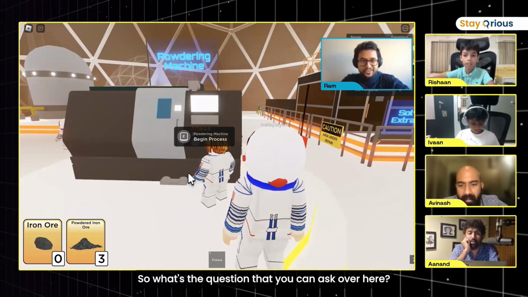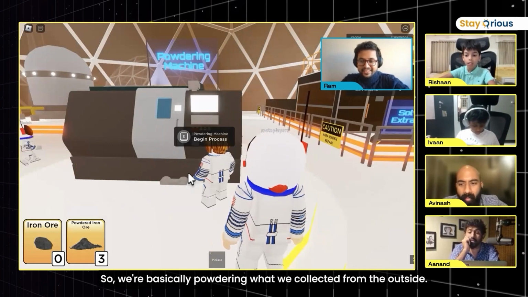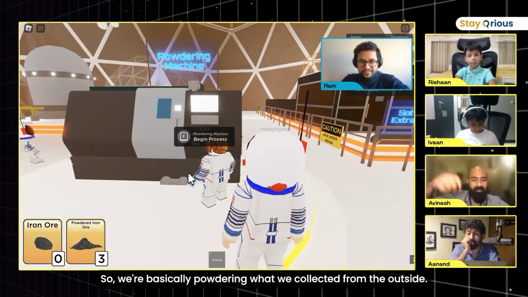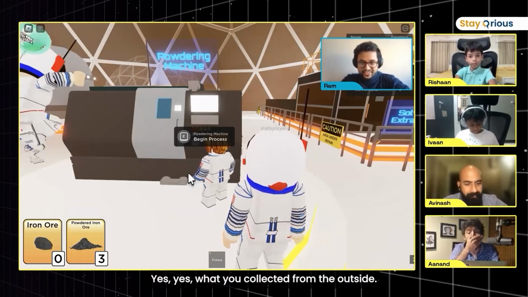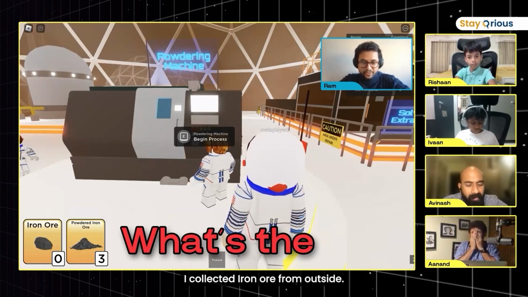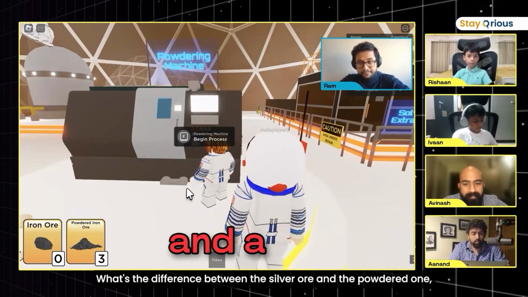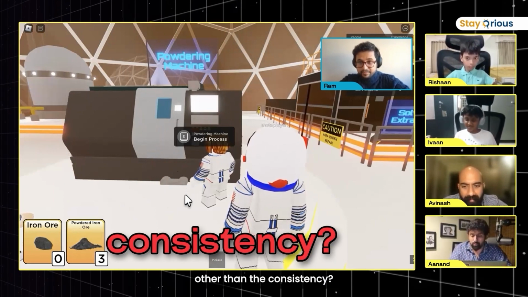Yes. So what's the question that you can ask over here? It's basically powdering what we collected from outside. Yes, what we collected from outside. I collected iron ore from outside. What's the difference between a silver ore and a powdered one, other than the consistency?